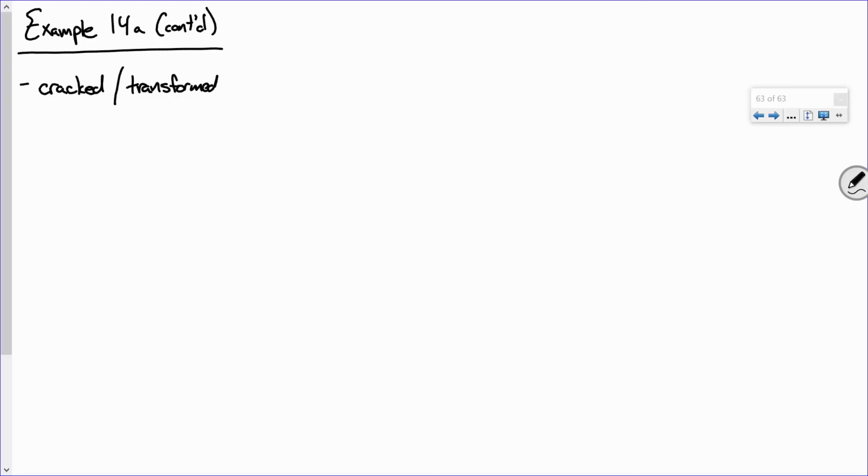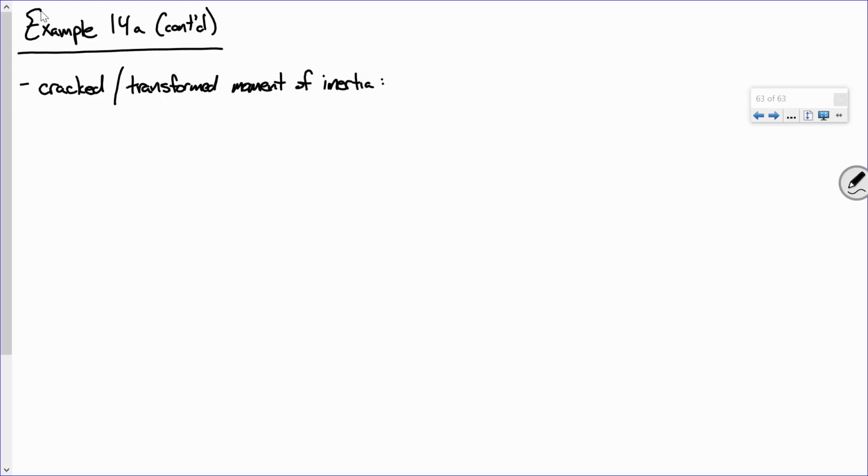Example 14A. All right, so now we need to do the cracked moment of inertia, or the transformed. What we're doing here is we've got these applied loads, and what we're trying to do is figure out how much of the beam is cracked and how much of it isn't.